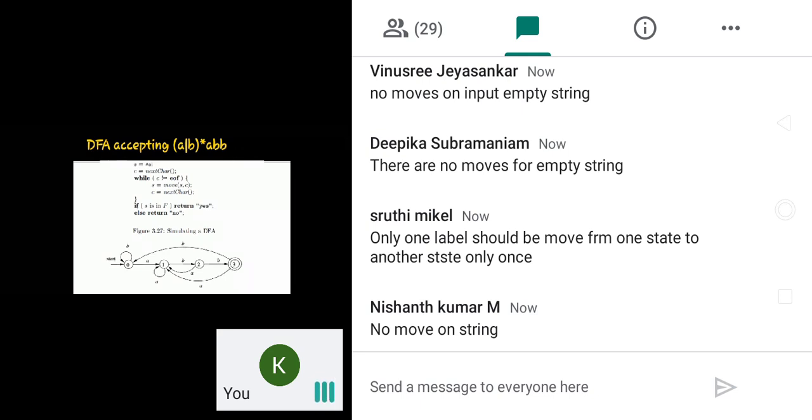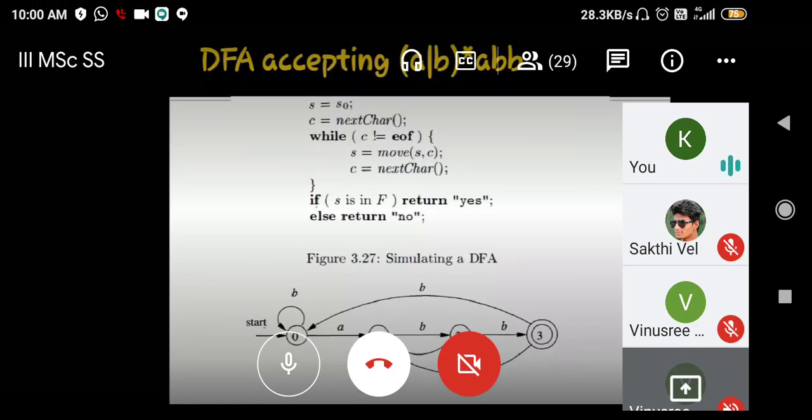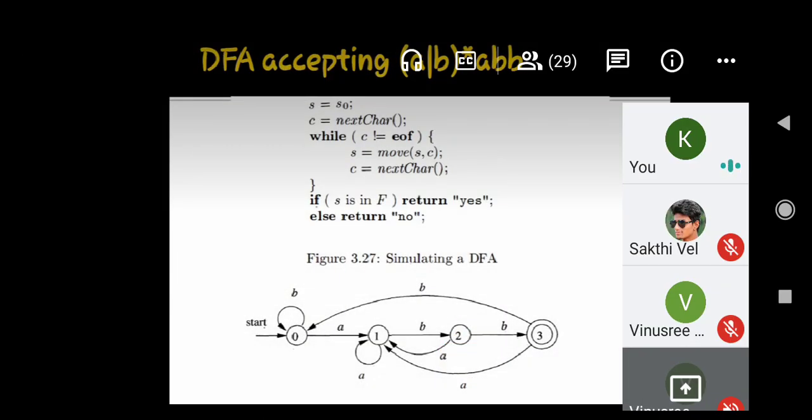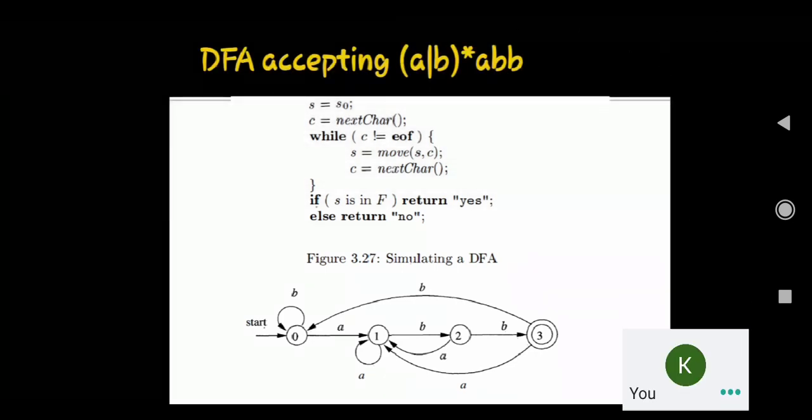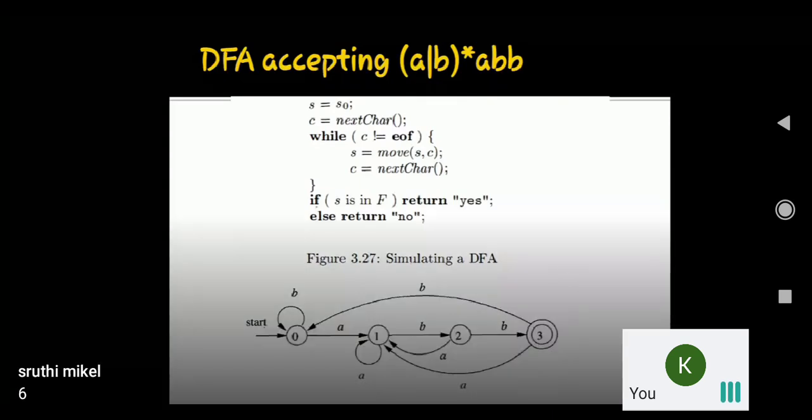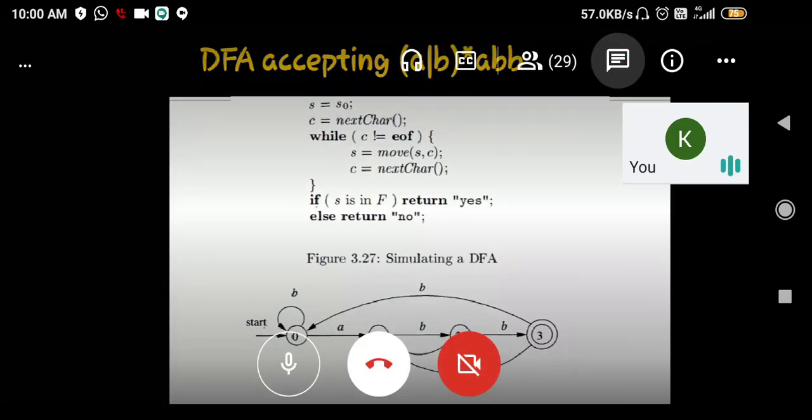The next question is: we have discussed simulating a DFA. We have discussed this algorithm. So how many input representations are there? Just give the number alone. How many input representations do we have in this algorithm? Most of you are answering very well. Most of you have answered it very correctly.